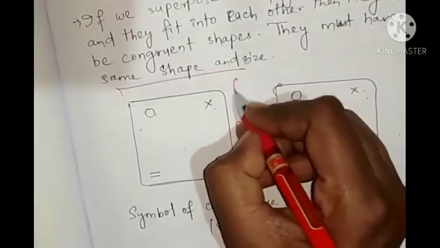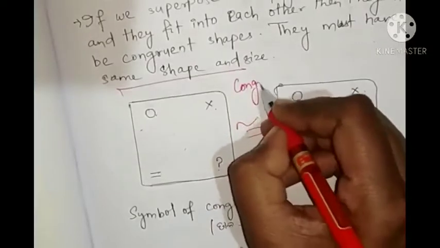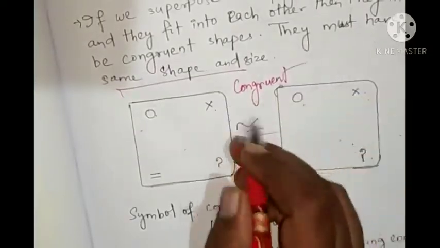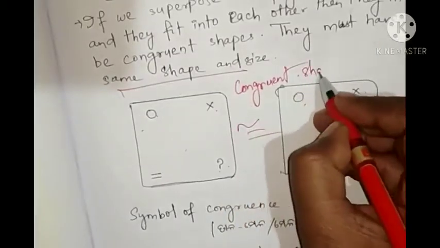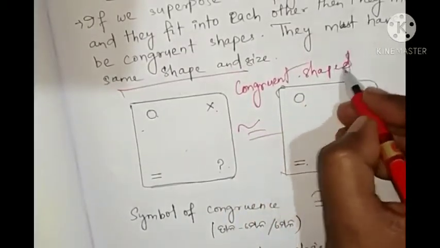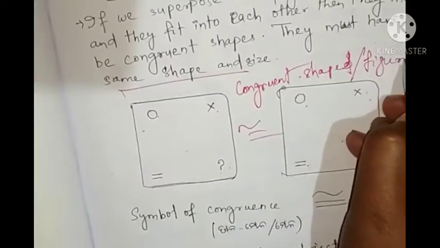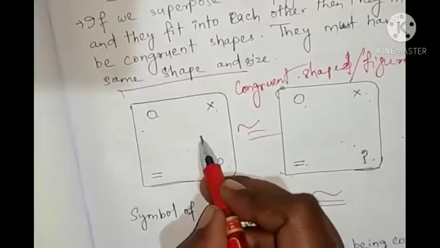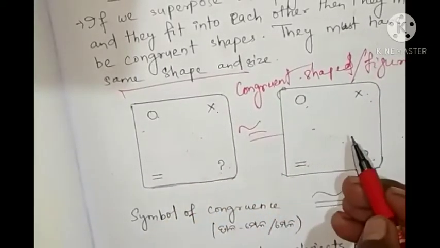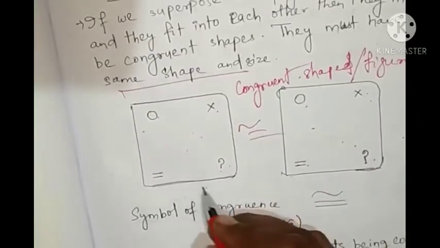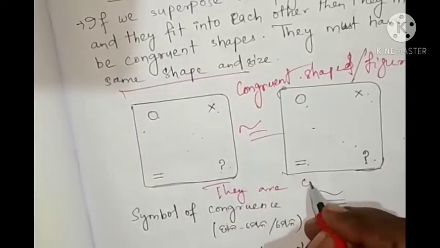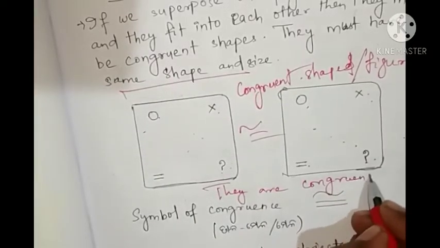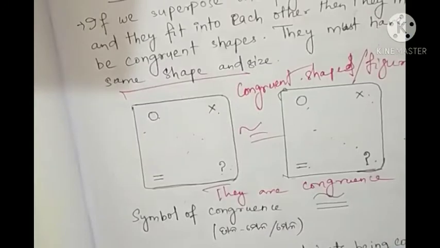What will you write? Congruent. Remember the term congruent. C-O-N-G-R-U-E-N-T. Congruent shapes you will write, or congruent figures. And when you say the property, what will you tell? They are both congruence. C-O-N-G-R-U-E-N-C-E. Okay. So what is the symbol of congruence? This one.